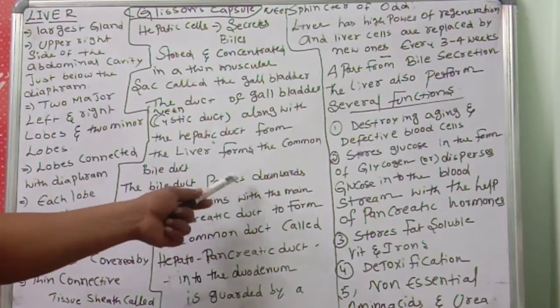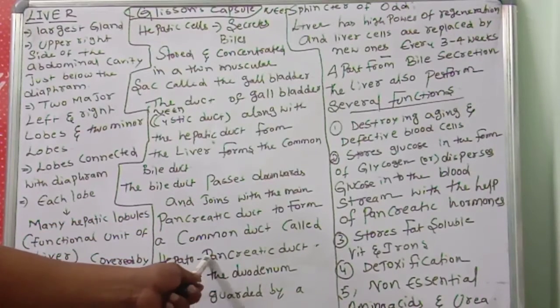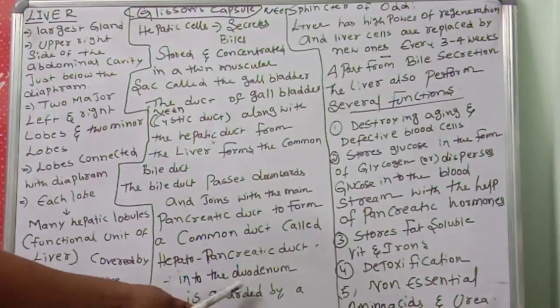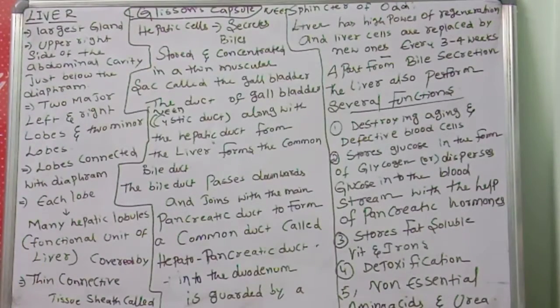The common bile duct joins with the pancreatic duct to form a common duct called what? The hepatopancreatic duct, which opens into the duodenum. It is guarded by which one? The sphincter of Oddi. Where the hepatopancreatic duct opens into the duodenum, there is a sphincter, and its name is the sphincter of Oddi.